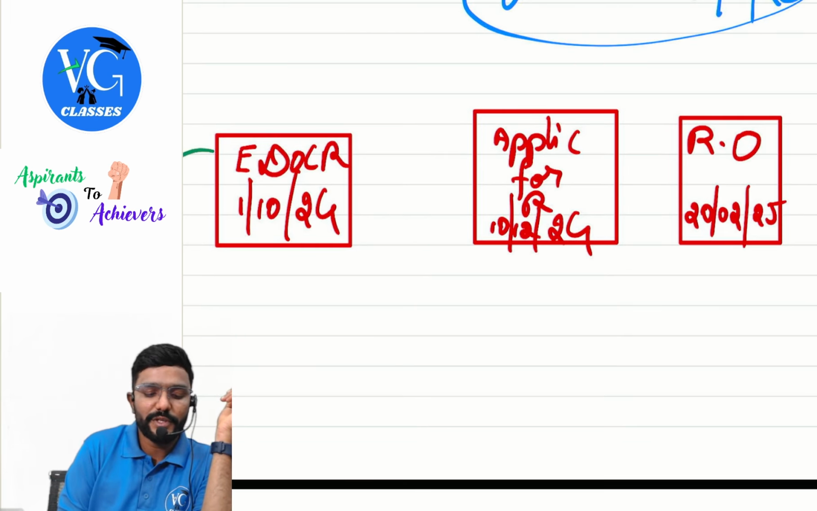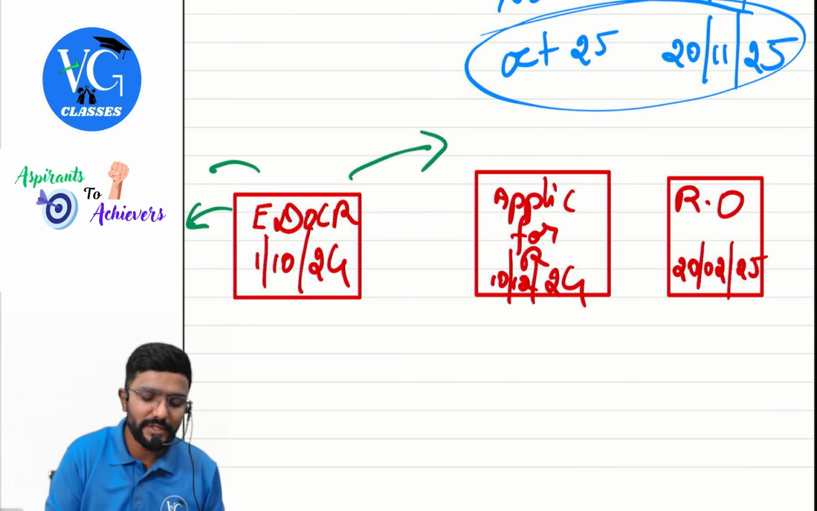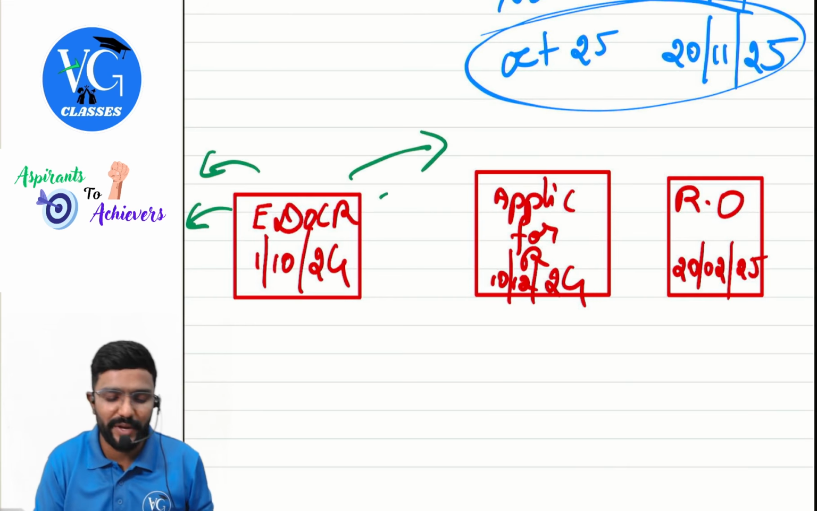Sir, before this, some returns are pending. Before 1st October, some returns are pending. Can I file them even after 1st October? Yes. Sir, before this, some tax was pending. Can I pay it even after 1st October? Yes, I can pay, guys.